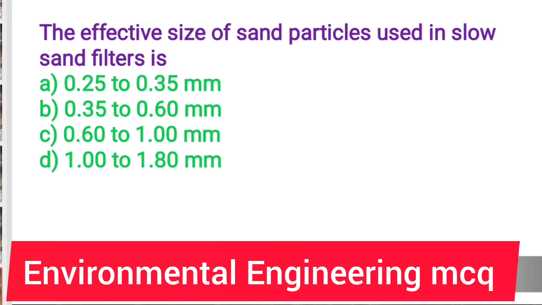Next question, the effective size of sand particles used in slow sand filter is: option A 0.25 to 0.35 mm, option B 0.35 to 0.60 mm, option C 0.6 to 1 mm, option D 1 to 1.8 mm. The correct answer is option A 0.25 to 0.35 mm.